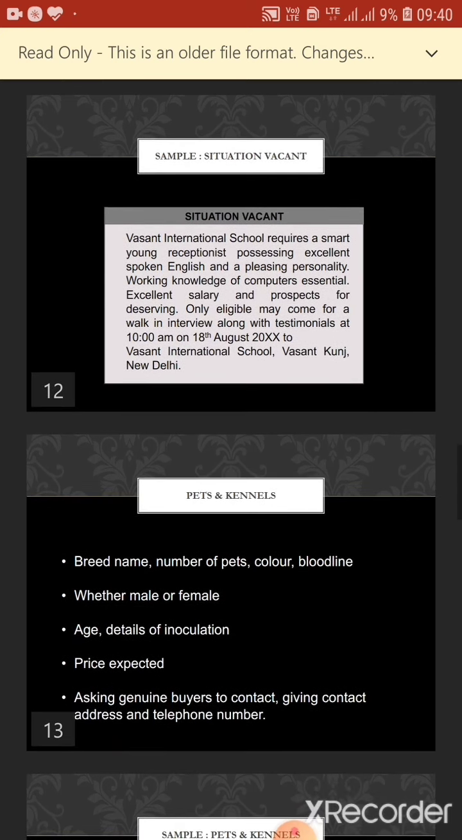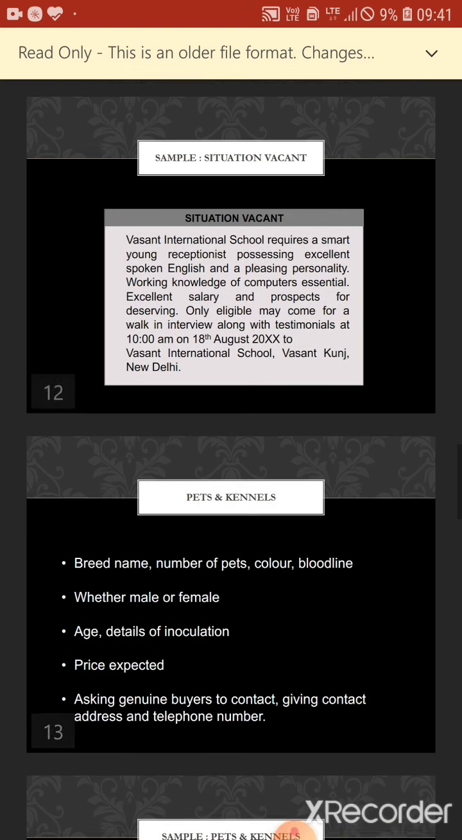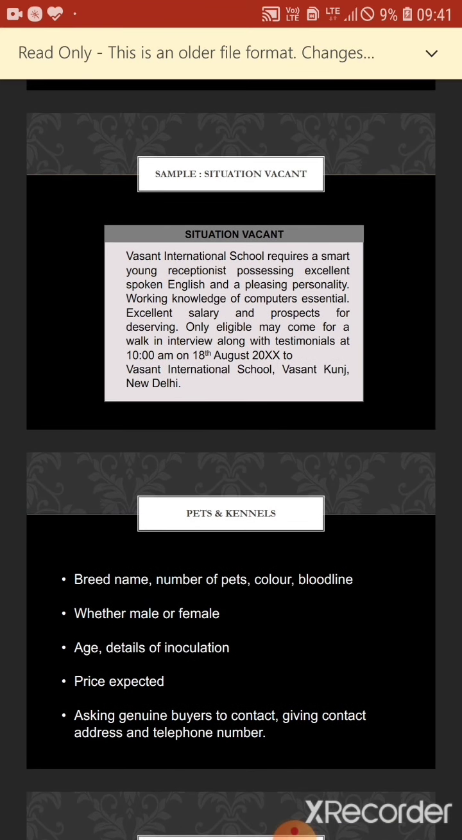Now this is a sample advertisement written for situation vacant. Situation vacant, Vasant International School. At the top, situation vacant is written. That is the title of the classified advertisement, written in bold letters, and you see it is written in a box also. Vasant International School, the name of the organization, is mentioned in the very beginning. Requires a smart young receptionist possessing excellent spoken English and pleasing personality.